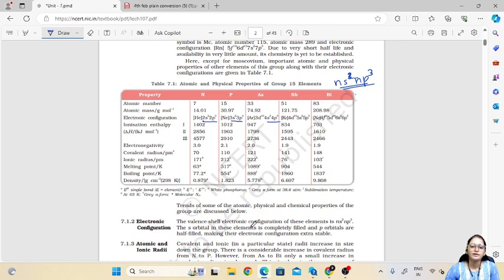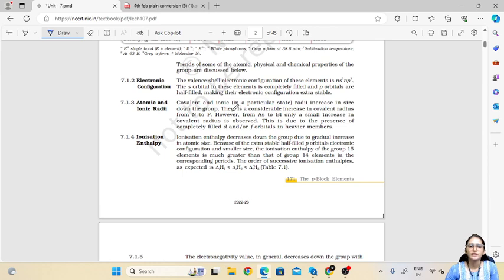Then atomic and ionic radii. Down the group, what is the trend in ionic and atomic radii? Atomic radii increase in size down the group, and this follows in almost every group, because when you go down the group a new shell is added, so the radius increases. However, from antimony to bismuth only a small increase in covalent radius is observed, while the expected increase is more.